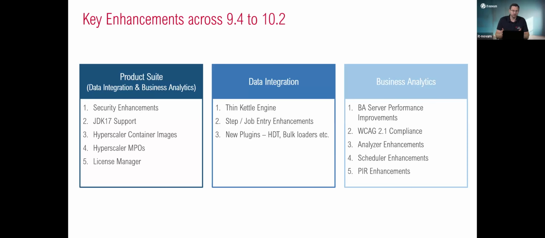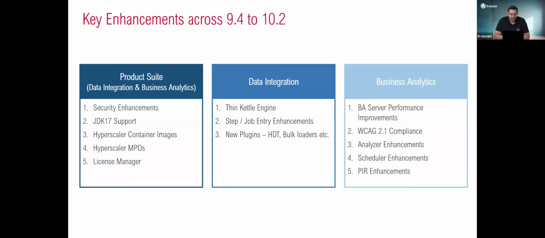Let's take a look at the new version 10.2. The leap from 9.4 to 10.2 was significant and brings many security improvements. We now have JDK 17 support, something many customers have asked for. With version 10.2, there are ready-to-use Docker images and Kubernetes support for data integration and, of course, the BA server. Additionally, there are marketplace offerings where you can bring your own license and run it in the cloud. And there's also a new license manager.